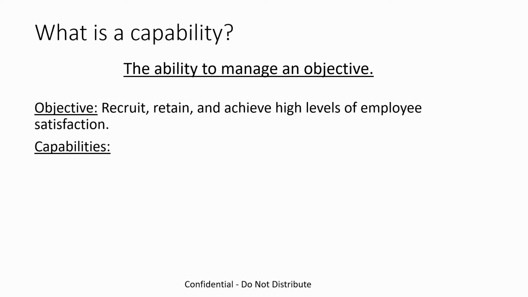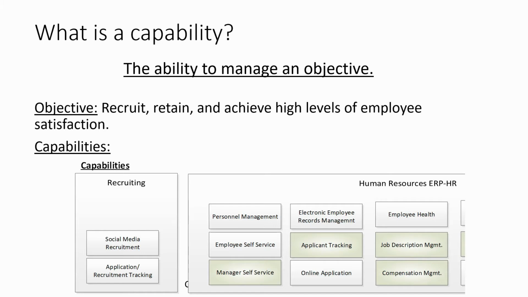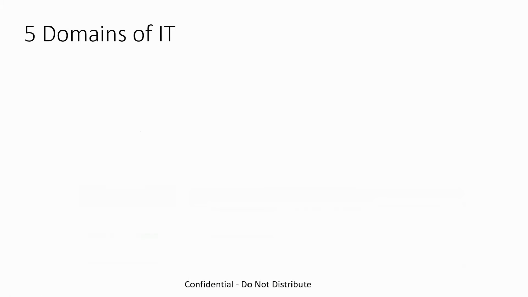So you look at what the capabilities are to manage that objective. Here are just a few examples. Under the main category of human resources, you have personnel management, electronic employee records management, applicant tracking, compensation management, and how we manage job descriptions. All of these are aimed at this objective to recruit, retain, and achieve high levels of employee satisfaction. These are capabilities. We're going to take a dive into how CoBIT builds these capabilities out, and show you what they look like holistically for IT.